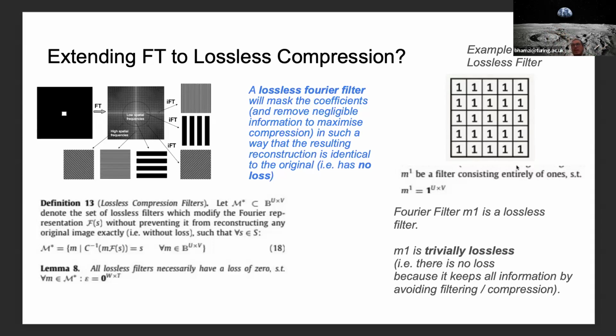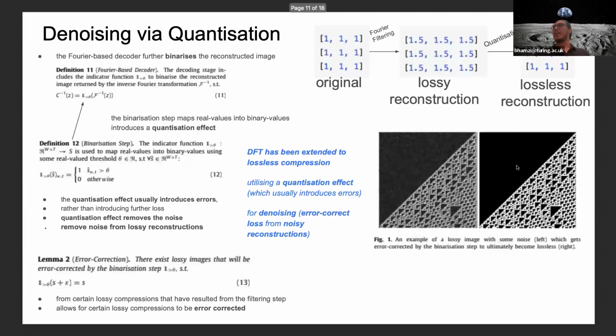An example of a trivially lossless filter would just be all ones. M1 would be a filter of entirely all ones, and it's lossless, but it's trivially lossless because there is no loss, because it keeps all the information by avoiding any filtering of coefficients and compression. So that's just a very simple example.